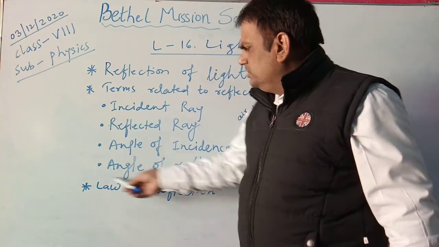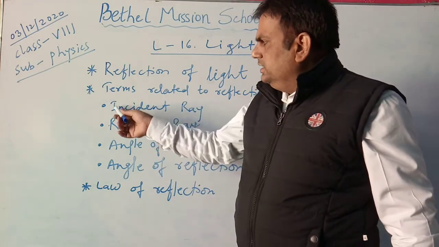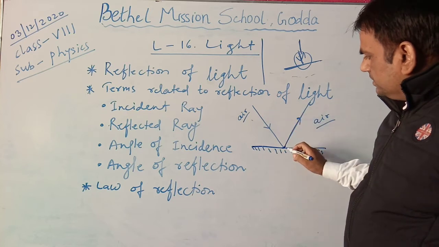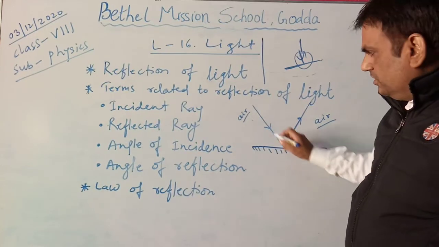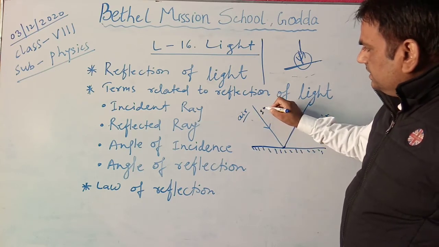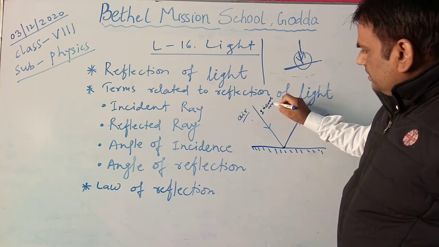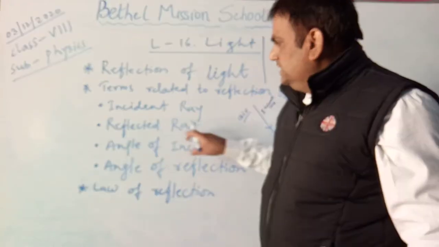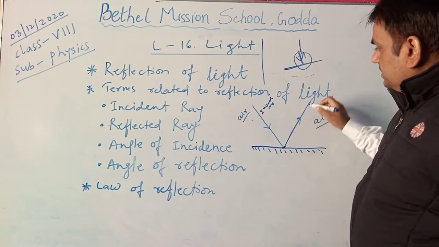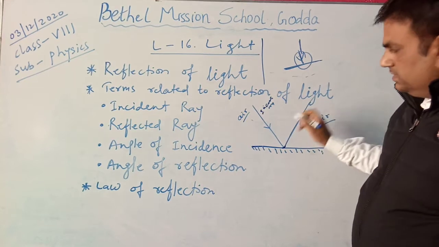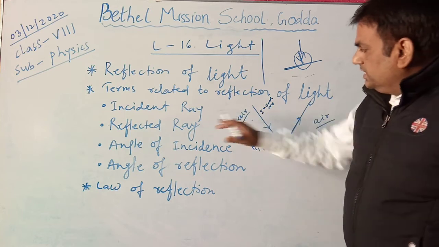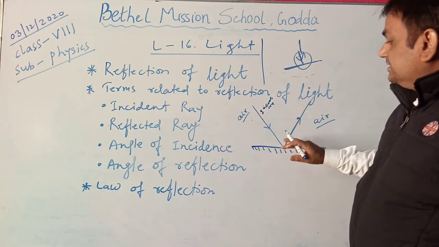Here we have some terms. Incident ray. What is an incident ray? The ray which falls on the reflecting surface is known as the incident ray. Second is the reflected ray. The reflected ray is the ray which is reflected after the incident. This is the incident ray, and this is the reflected ray.